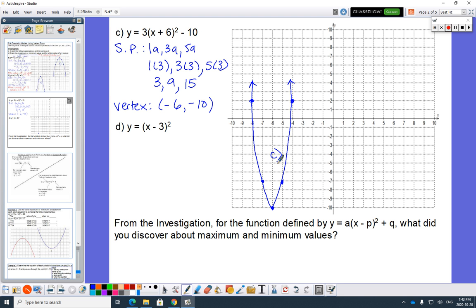Oh, I forgot to leave room, sorry. So now this one, is that a minimum or maximum? Minimum, good. So again, use the y value of negative 10 when x is negative 6, 4.